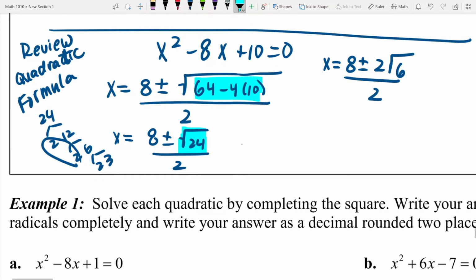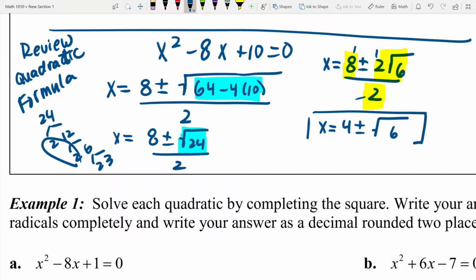Now remember our discussion about friends yesterday? Here's a person, here's a person, here's a person. 2 goes into all those numbers on the outside, so we can reduce. 2 goes into 8 4 times, 2 goes into 2 1 time, 2 goes into 2 1 time. Remember, dividing by 1 doesn't change anything, and multiplying by 1 doesn't change anything. So the answer is 4 plus or minus the square root of 6, and you're done.